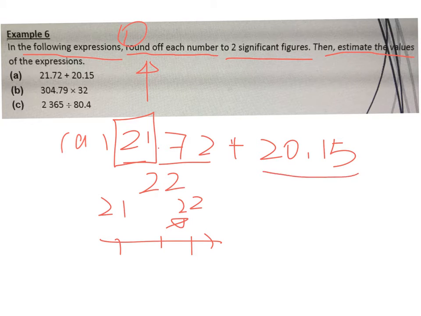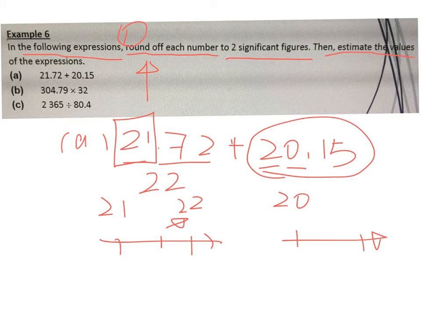For the same case, 20.15, we need to round off to two significant figures. The first two significant figures give 20, and the next one is 21. And 20.15 is somewhere here, so it is closer to 20 than 21. After rounding off, it should be 20. And 21.72 should be 22. So this is the first step, round off the numbers.